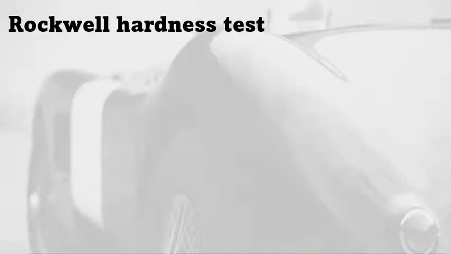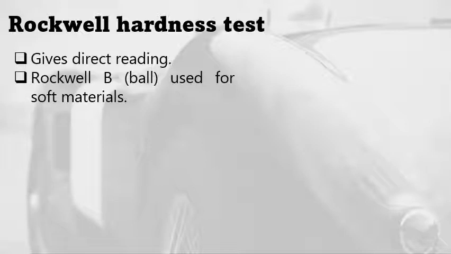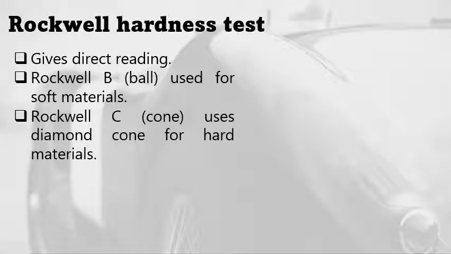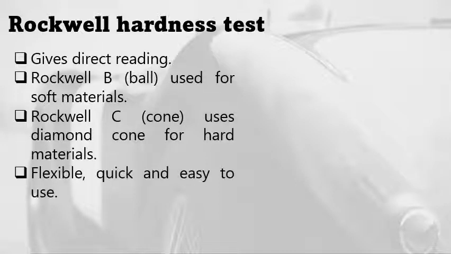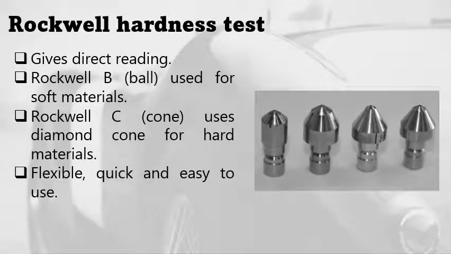For Rockwell hardness test, it gives us a direct reading. The Rockwell B ball is used for soft materials, while Rockwell C, the cone type, uses a diamond cone for hard materials. It's flexible, quick, and easy to use. So you have here some of the images of the indenter used for Rockwell hardness tests.